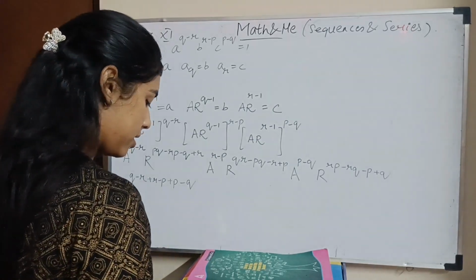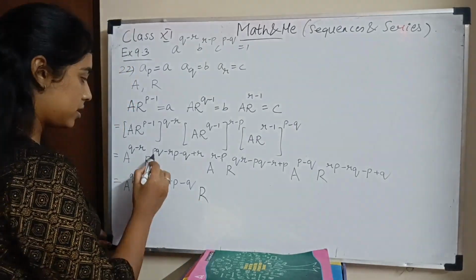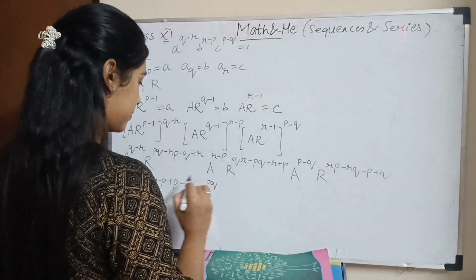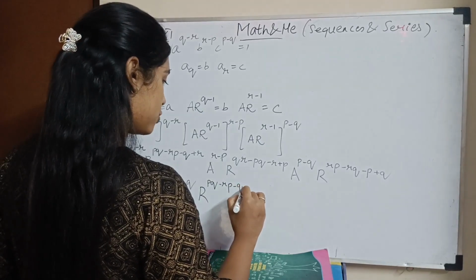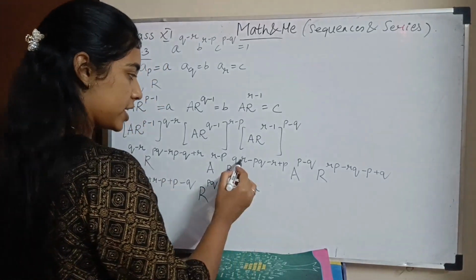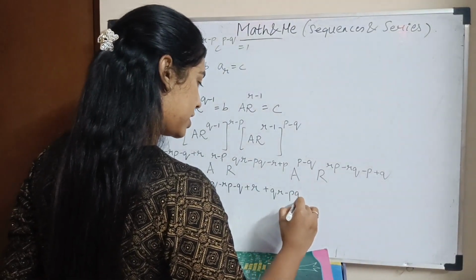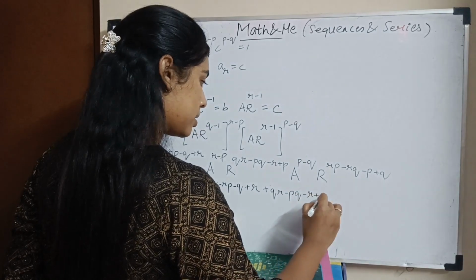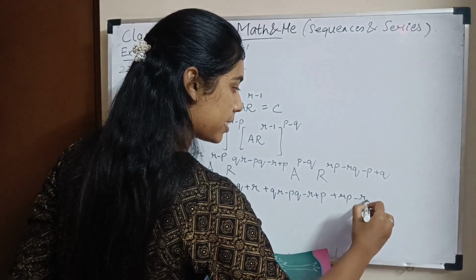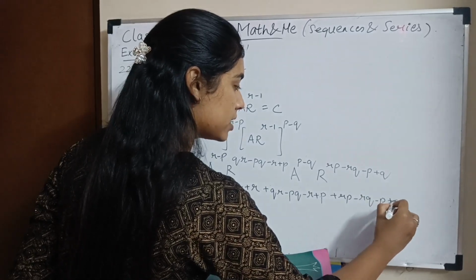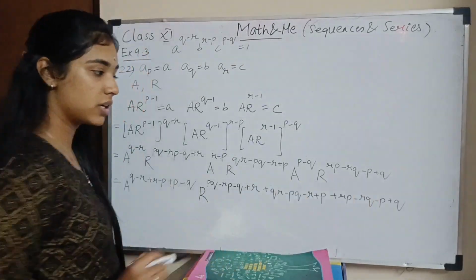What do I have with the R? I have R to the power pq minus rp minus q plus r. Here I have plus qr minus pq minus r plus p. Here I have plus rp minus rq minus p plus q. I'm just adding the powers. Okay, all of these terms are in the power.